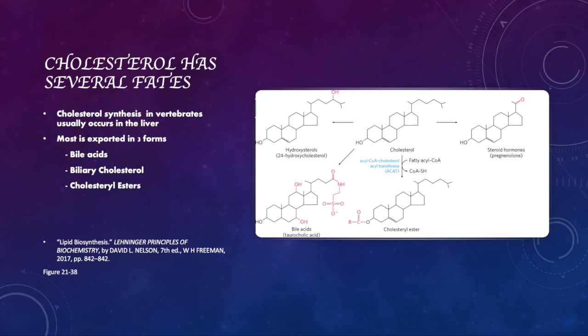Finally, I would like to point out a picture found in our textbooks, depicting that cholesterol has several fates. Most of the small fraction of the cholesterol that is made is incorporated into the membranes of hepatocytes, but most of it is exported in one of 3 forms: as bile acids, biliary cholesterol, or cholesterol esters.